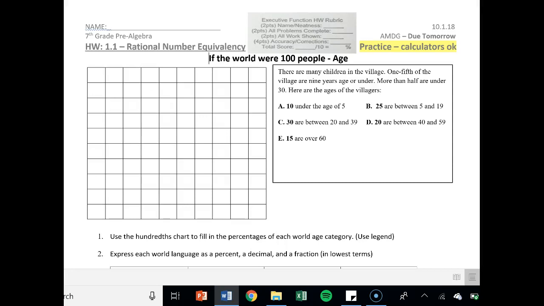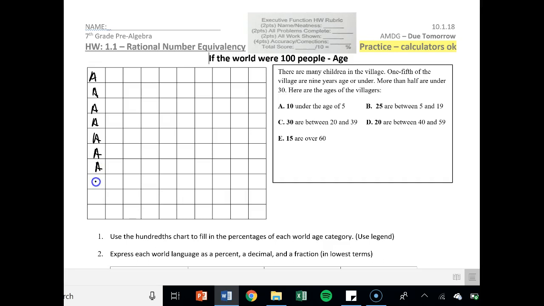Welcome to homework 1.1. If the world were 100 people, age, it's about rational number equivalency. Now, I know you don't have the colored markers and pencils, so we're just going to go ahead and put the letters down. There are 10 people under the age of 5, and we'll just call them A. So I'm going to write down 10 A's.